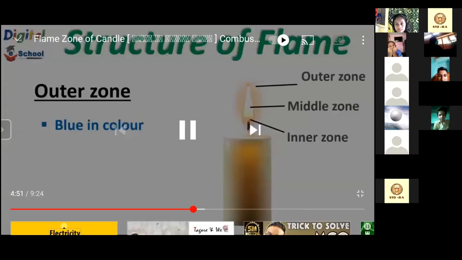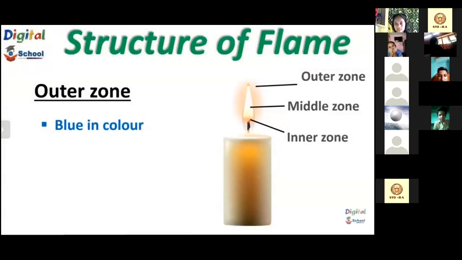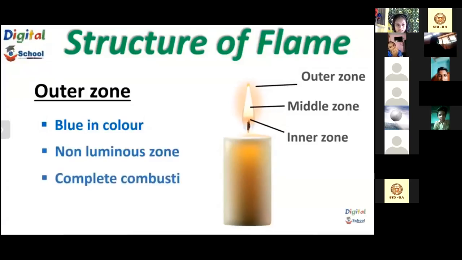Okay, see. The outer zone, middle zone, and inner zone of a candle. The outer zone is blue in color, and it is the non-luminous zone. And complete combustion can be seen. This is how, point-wise, you can see it, so that it will be easier for you to memorize things. These are the main points of the outer zone: blue in color, non-luminous zone, complete combustion, and it is the hottest zone. So these are the 4 main points of the outer zone.